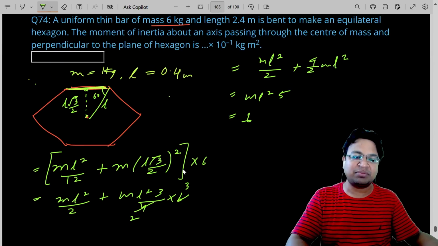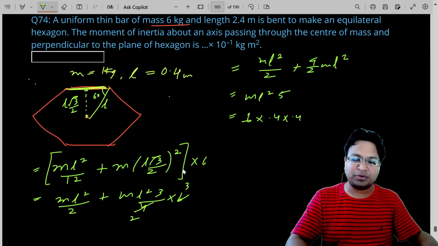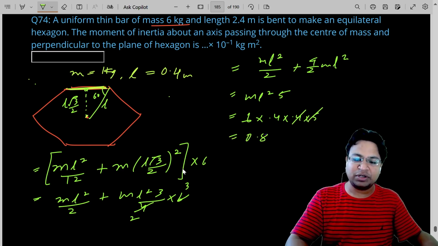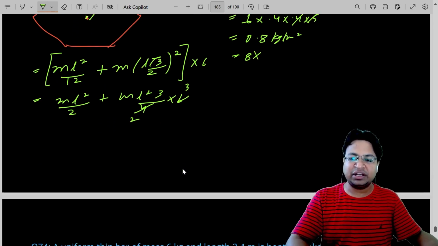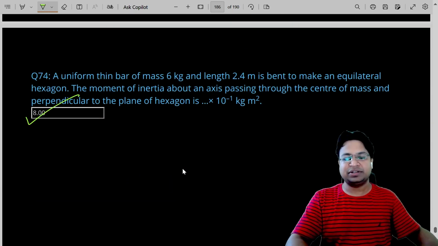Keep in mind that m was the mass of one side. So L was 0.4. So 0.4 into 0.4 into 5. 5 into 0.4 is 2. So we get 0.8 kg meter square. And if you have to answer in terms of 10 raised to the power minus 1, then we can write it as 8 into 10 raised to the power minus 1, and then the units, kg into meter square. So 8 is going to be the right answer, as we can see here.